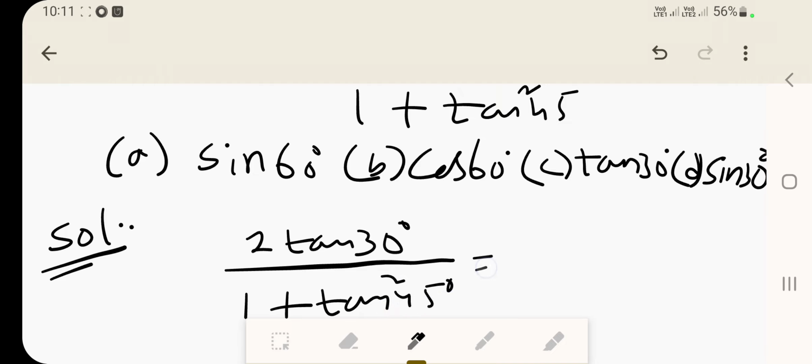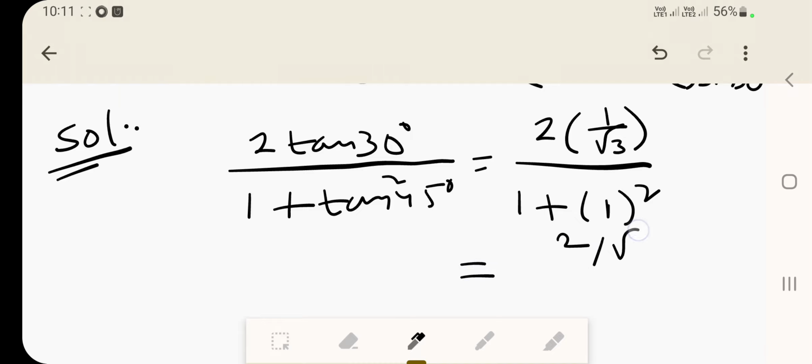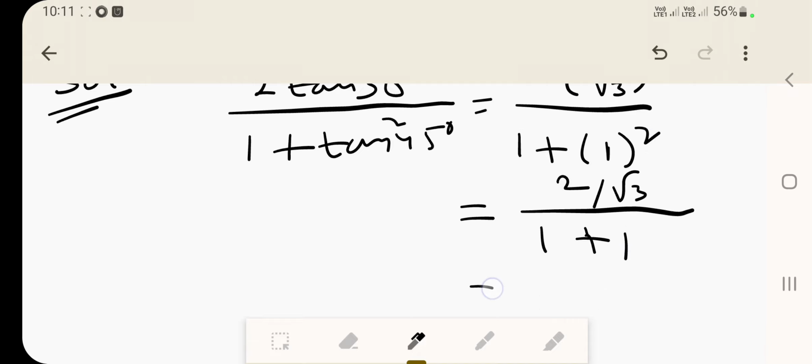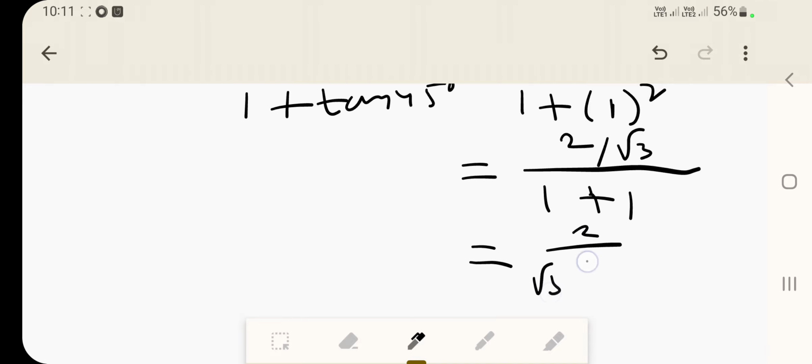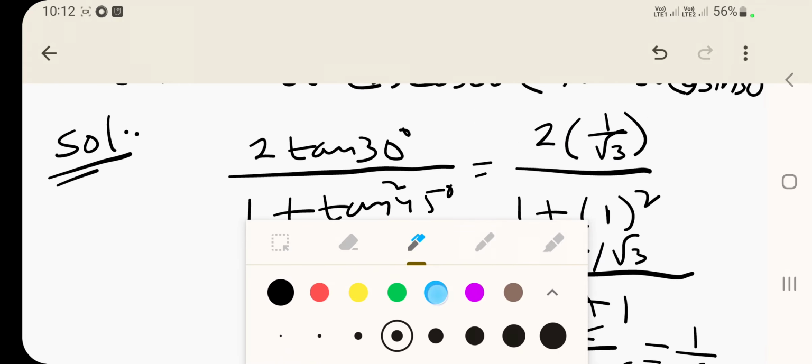You have to remember here the values of the important or specific angle trigonometric ratios. Tan 30 we have already seen in the previous video. Go through that if you have any doubts. Tan 30 is 1 by root 3, and tan 45 is 1, so 1 square we get here. So we get 2 by root 3, whole divided by 1 plus 1 square, which is 1. So we get 2 by root 3 in the numerator, and 1 plus 1 we get as 2. So the 2 in the numerator and the 2 in the denominator will get cancelled, and we get 1 by root 3.